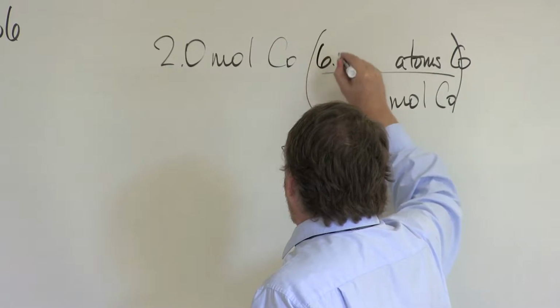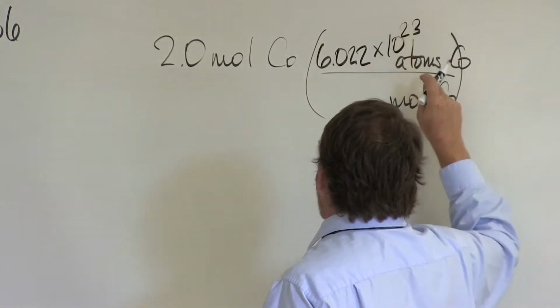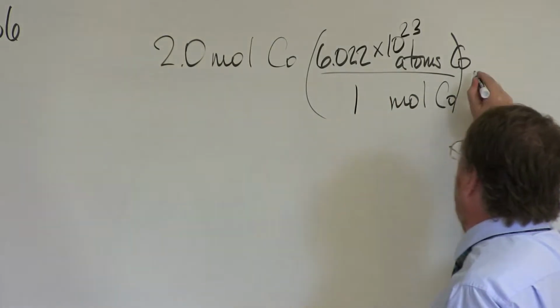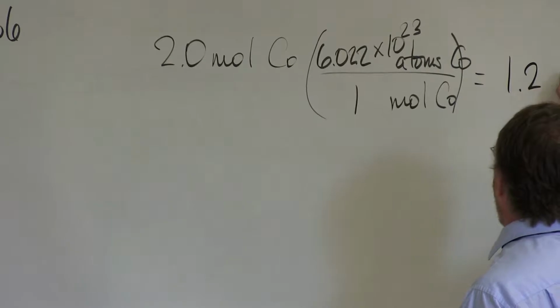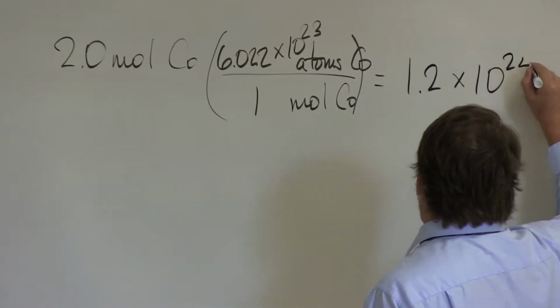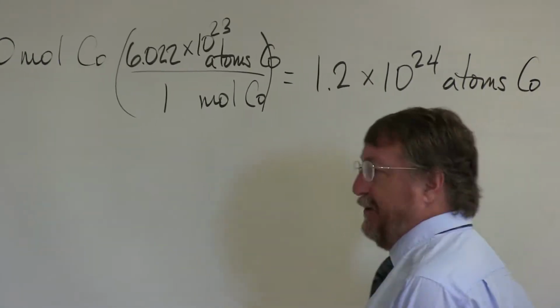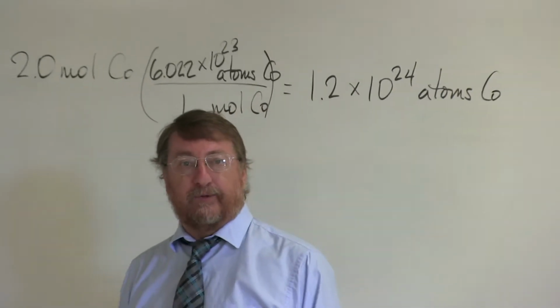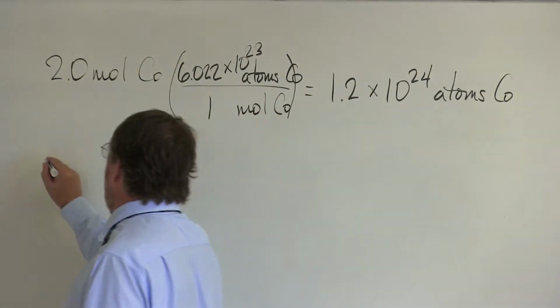Okay? Well, there's 6.022 times 10 to the 23 atoms of cobalt per mole. So obviously 2 significant figures here. I'm going to get 1.2 times 10 to the 24 atoms of cobalt. Basically double Avogadro's number. The next one I have is going to be 0.821.